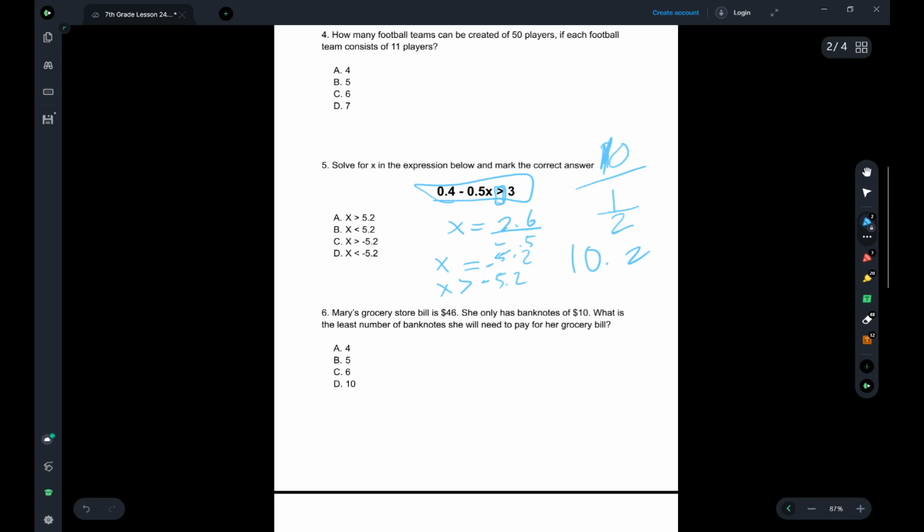But there is a rule that you must always remember: when you solve this entire problem, if you multiplied or divided by a negative number, then this symbol switches. And as you see here, on this step, we divided by a negative half. So what you need to do is switch the sign. So your answer would be x is less than negative 5.2. So your answer would be D.